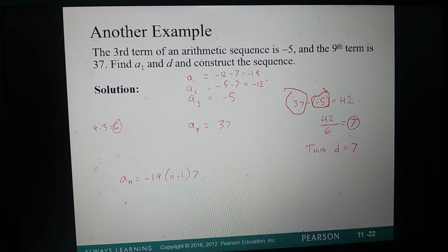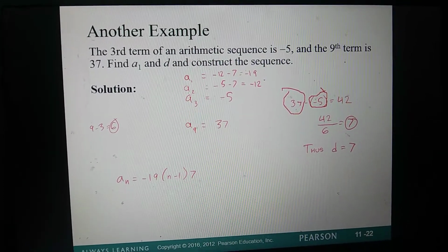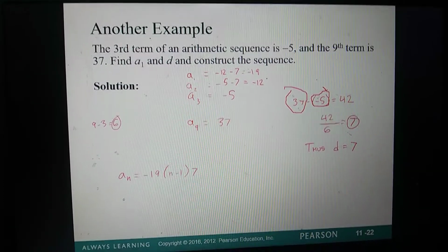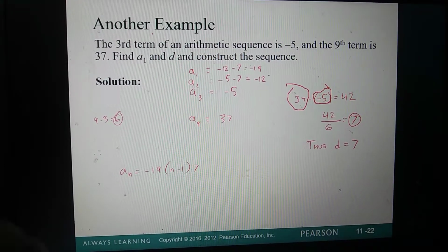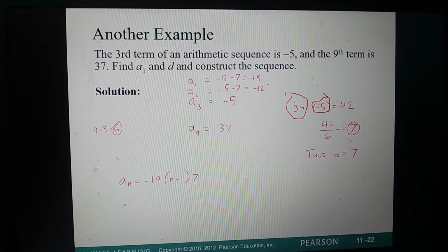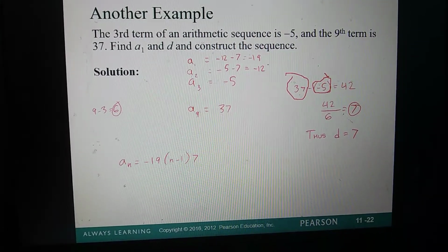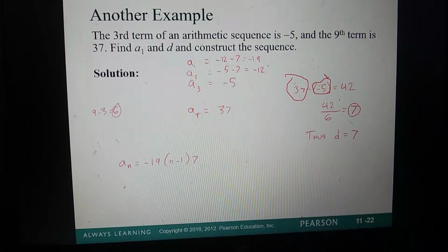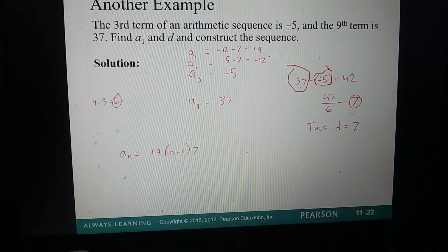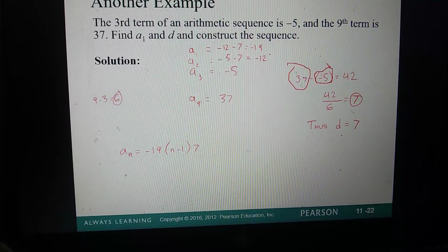So if we have that total distance between them, we look, okay, what's the difference between 9 and 3? That means there's a difference of 6 terms. If we have the total distance and we divide it by 6, then we get the average distance, which will give us the common difference, because again, it's linear. So our common difference is 7.